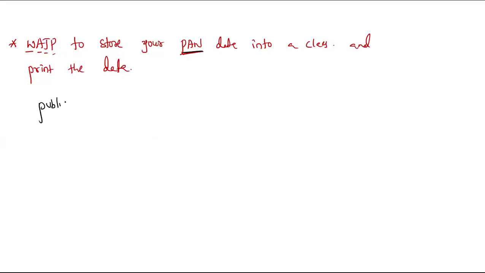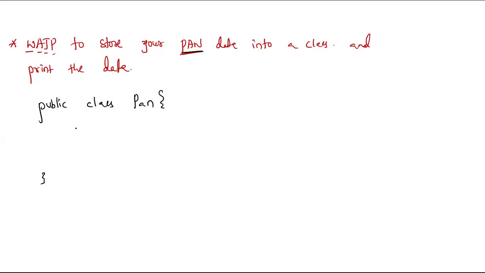Access modifier, then class keyword, then class name. Since it is my PAN card data, I'm going for PAN as my class name. Inside this, what PAN data will generally be there? Name, date of birth, or PAN number. These are the main things.